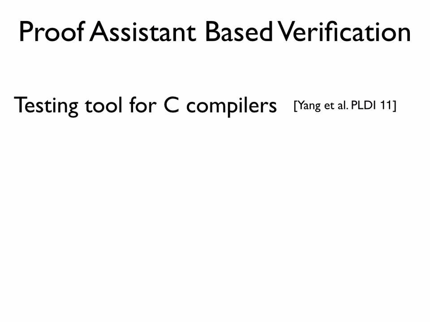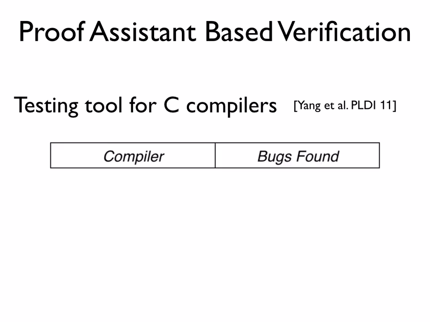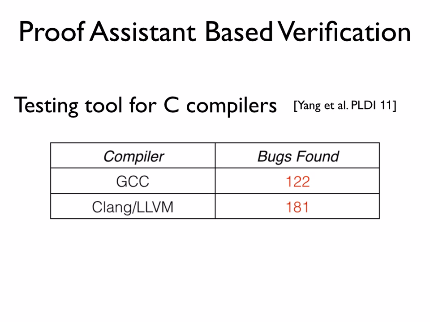The authors of this study built a tool for randomly testing C compilers, and they ran their tool on a number of modern, widely used compilers to try to find bugs. They ran their tool on GCC, they found 122 bugs. They ran their tool on LLVM, they found 181 bugs. And then they ran their tool on CompCert.